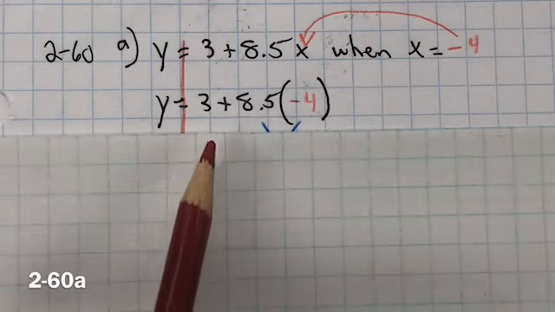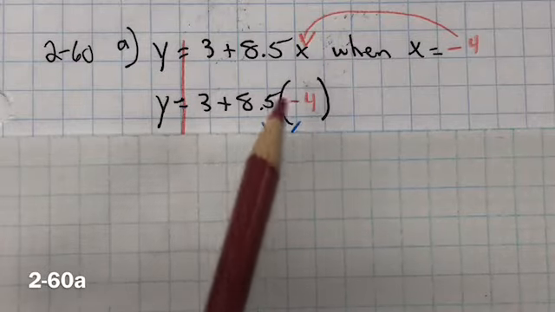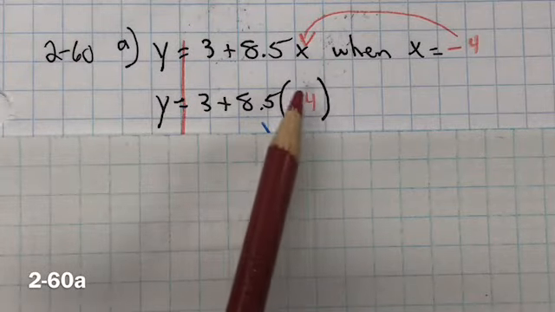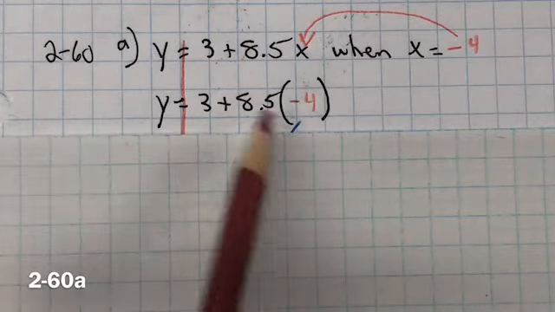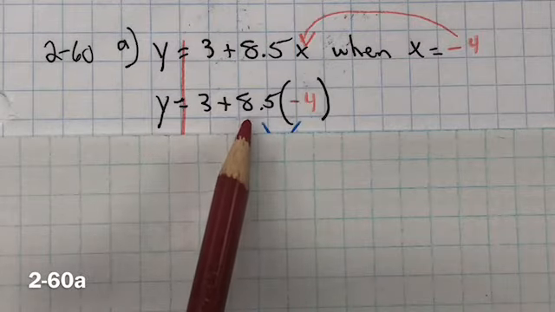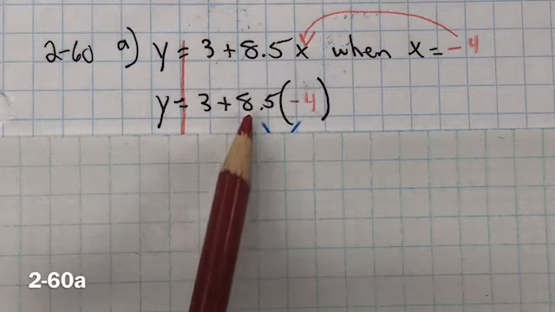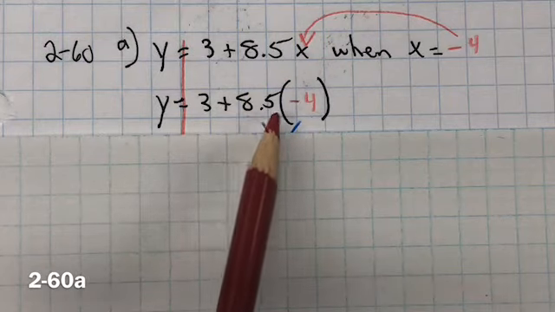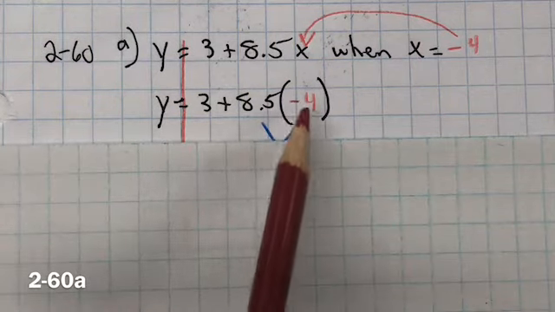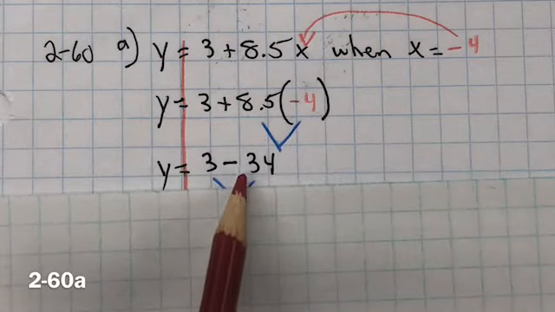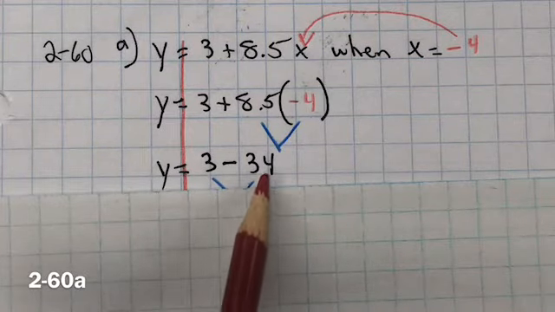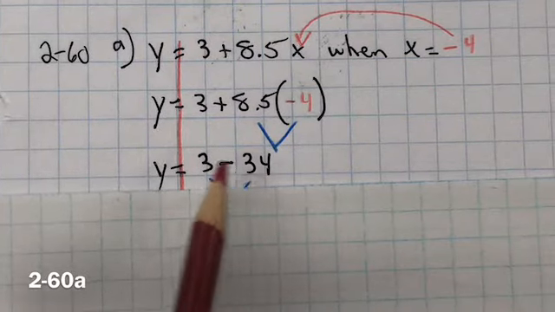So we have to follow the order of operations, GEMDAS. Nothing to do within the grouping symbols, parentheses, no exponents. Now I have multiplication and division left to right. So I have my multiplication. So 8.5 multiplied by negative 4, a positive multiplied by a negative is a negative. So we get negative 34.